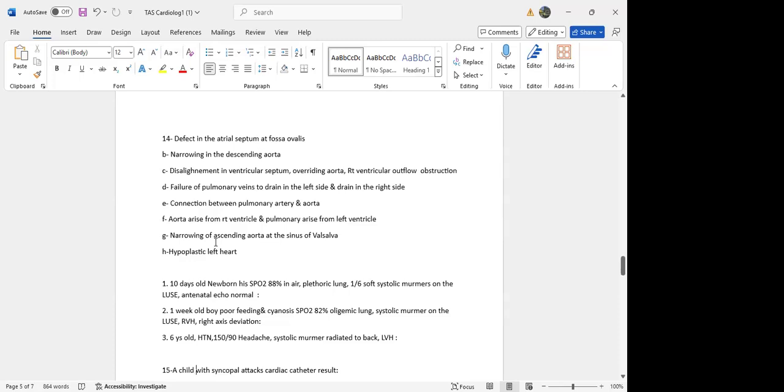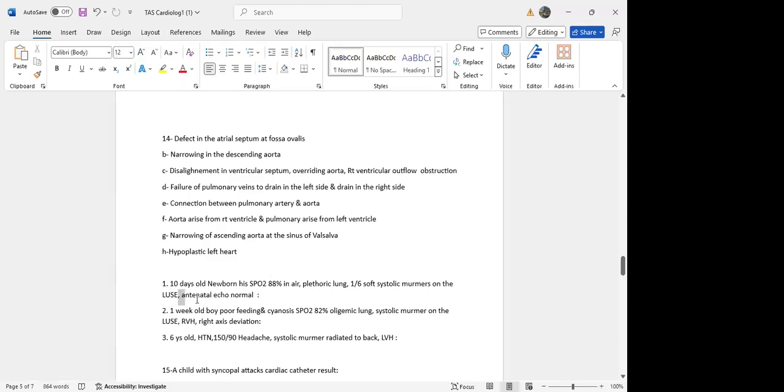The scenario is below. Now you are going to answer me, okay? A 10-day-old newborn, the saturation is 88 in room air. That means this is cyanotic, 88 with plethoric lungs. We have already discussed the blood is going into the lungs. Murmur is just 1/6 systolic, so the murmur is insignificant.